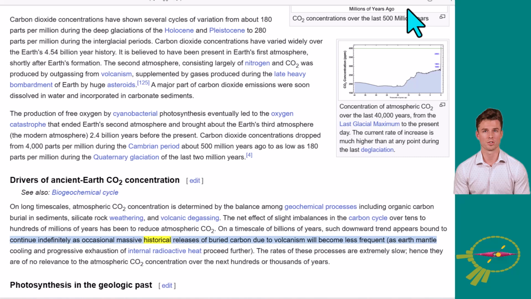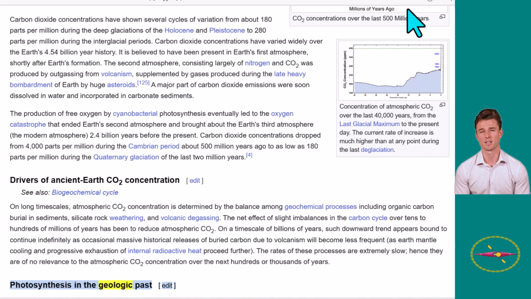On a timescale of billions of years, such a downward trend appears bound to continue indefinitely, as occasional massive historical releases of buried carbon due to volcanism will become less frequent, as Earth's mantle cooling and progressive exhaustion of internal radioactive heat proceed further. The rates of these processes are extremely slow, hence they are of no relevance to the atmospheric CO2 concentration over the next hundreds or thousands of years.